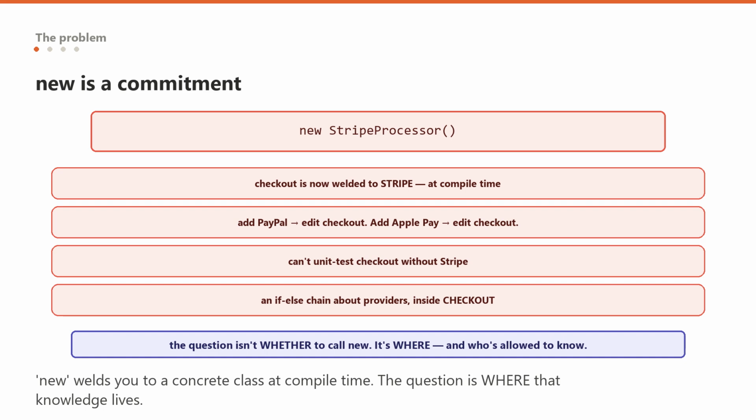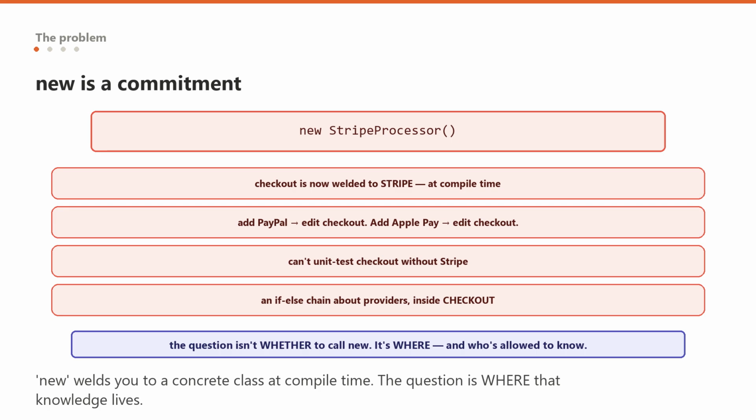Worse, you cannot test it. To unit test checkout, you now need Stripe, because checkout constructs Stripe itself, and you were never given a chance to substitute anything. And there is a design principle behind all of this, worth naming: depend on abstractions, not concretions.